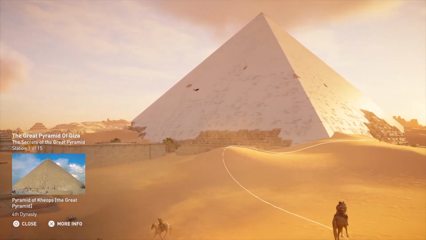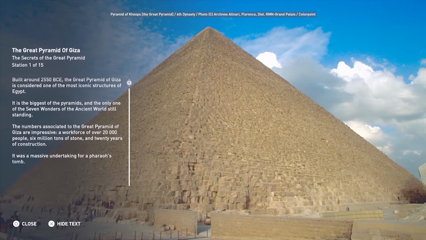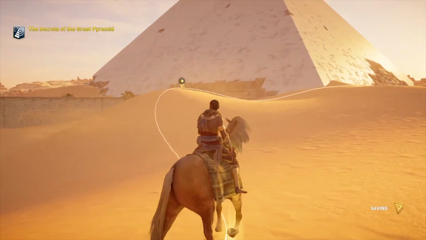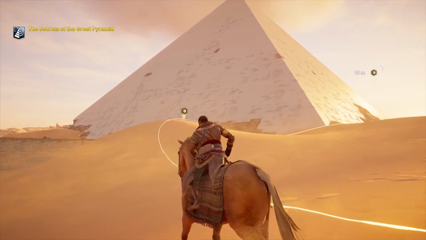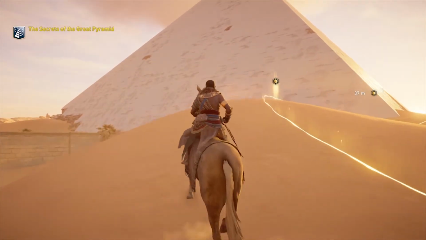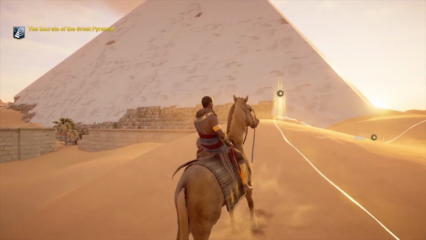Built around 2550 BCE, the Great Pyramid of Giza is considered one of the most iconic structures of Egypt. It is the biggest of the pyramids and the only one of the 7 wonders of the ancient world still standing. The numbers associated to the Great Pyramid of Giza are impressive. A workforce of over 20,000 people, 6 million tons of stone, and 20 years of construction. It was a massive undertaking for a pharaoh's tomb.